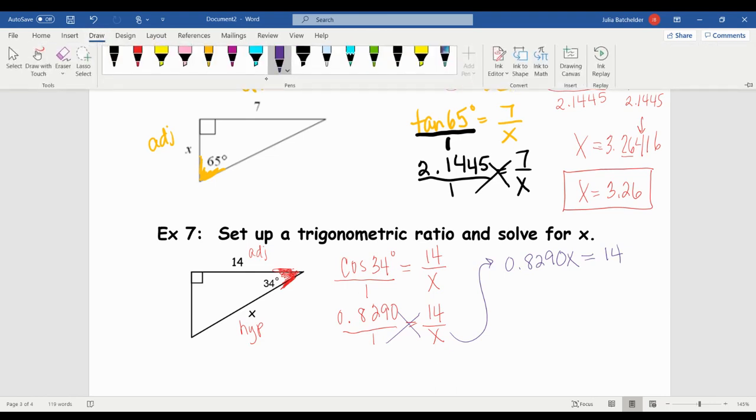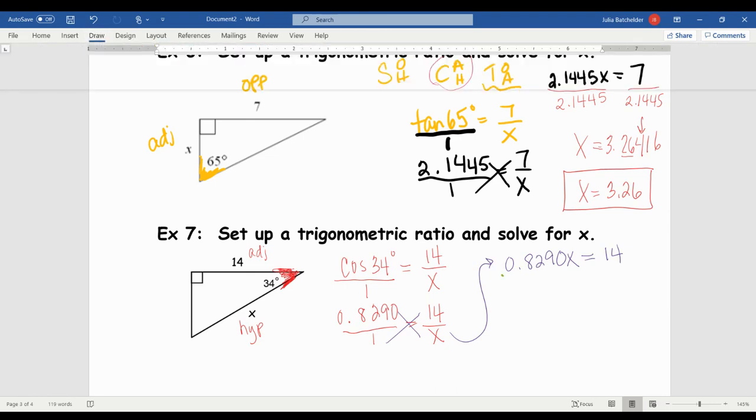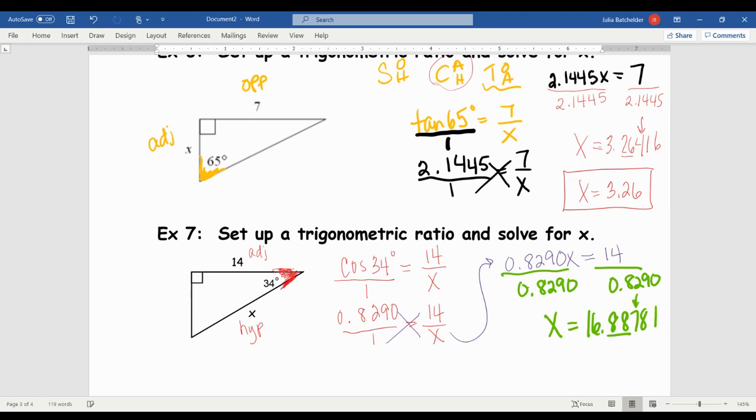And then I'm going to divide both sides by 0.8290, and we're going to get x is equal to 14 divided by 0.8290, which gives us 16.88781. Two decimal places. This 7 is enough to bump me up. So I'm going to get x is equal to 16, instead of 88, we're going to go 89. That's going to be our final answer on that one.